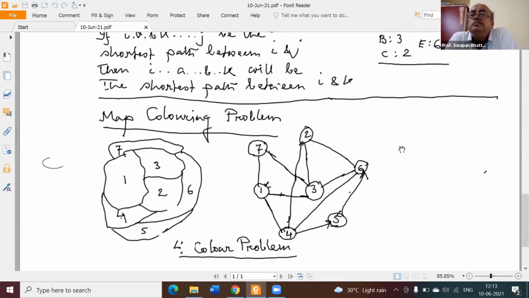So, from the graph theoretic model, the problem is to attach color to each of these nodes in such a way that no two adjacent nodes will have the same color. This is known as a map coloring problem.